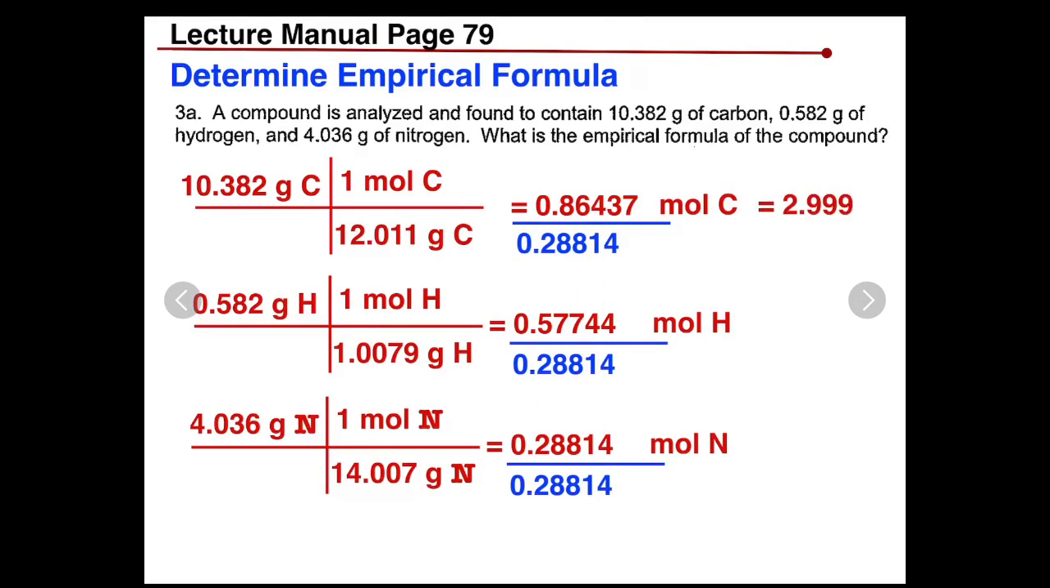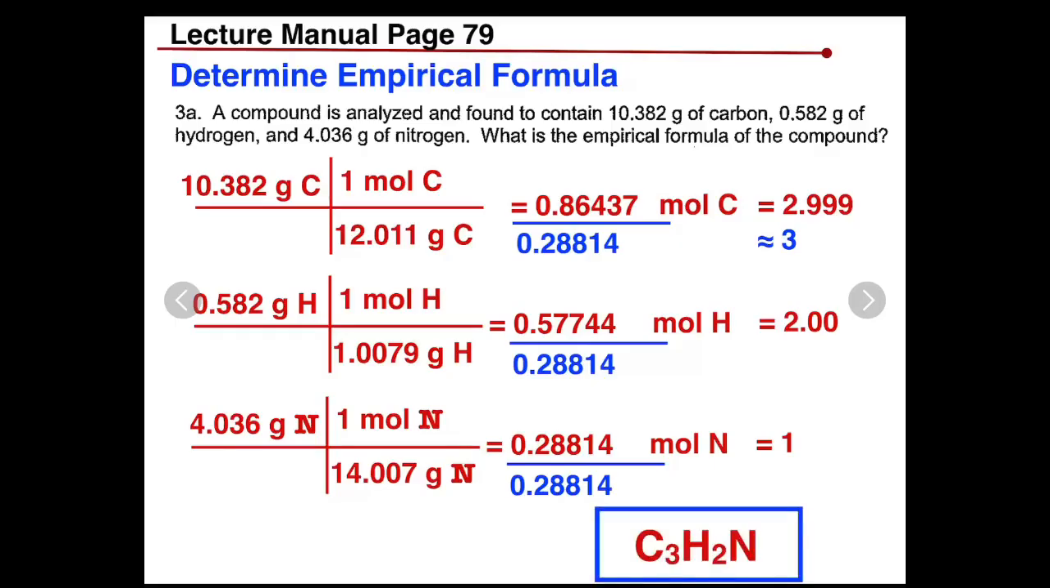You are going to get 2.999, 2.00, and 1. So this 2.999 is already close to 3, so you can actually round that up. That means in this case it's going to be about 3. So the empirical formula of this would be C3H2N. This is the simplest ratio for this molecule. It's not the actual ratio yet.